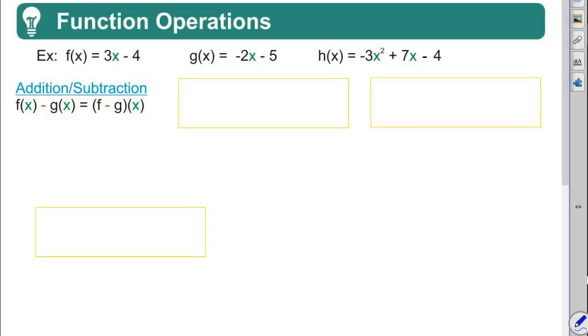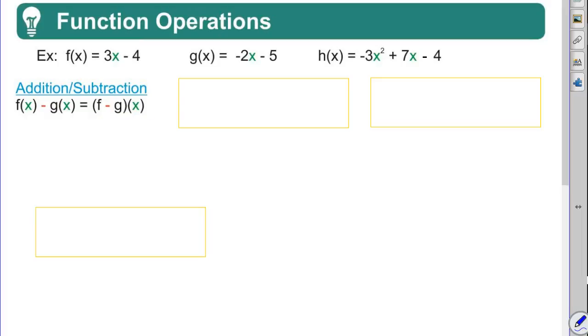All right, this is the quick review of function operations. So you can see we have three functions across the top. And so addition or subtraction, pretty simplistic, either add the functions or subtract the functions. Subtraction is a little trickier. So normally it'll look like this.